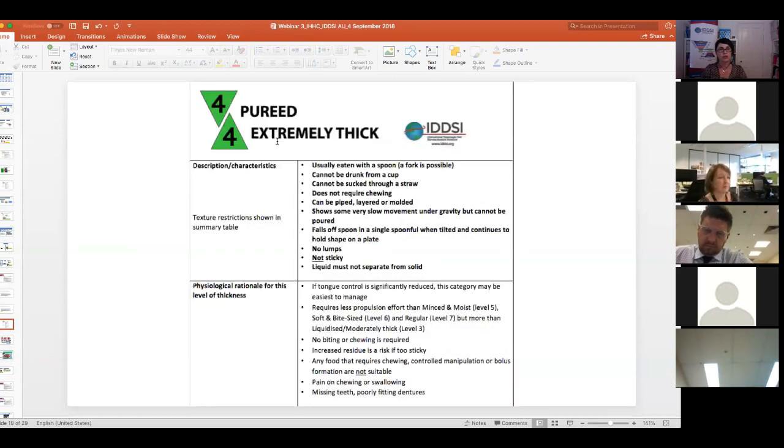So moving over to look at our pureed extremely thick. Again, just a reminder of those descriptive characteristics, and I particularly want to focus on the fact that it doesn't require chewing and that we shouldn't need any controlled manipulation of the bolus.